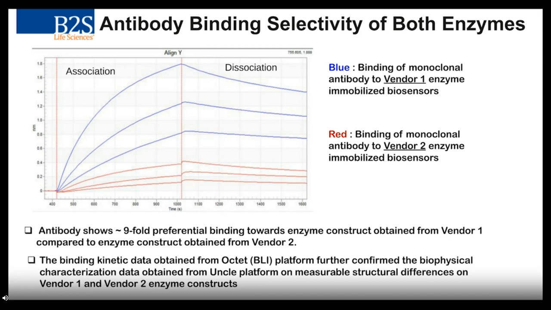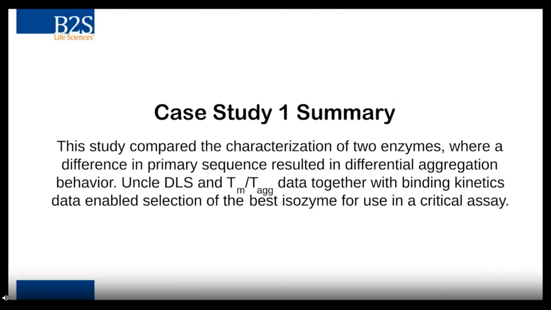And then if you compare the blue and red traces, blue traces being the vendor 1 material and red traces being the vendor 2 material, you notice that the association values were much higher for the vendor 1 material, and the dissociation curves are also correspondingly higher. So what that tells us is that more antibody was binding to the vendor 1 material and then dissociating away from it. And there's approximately a 9-fold increase in selectivity for the vendor 1 material.